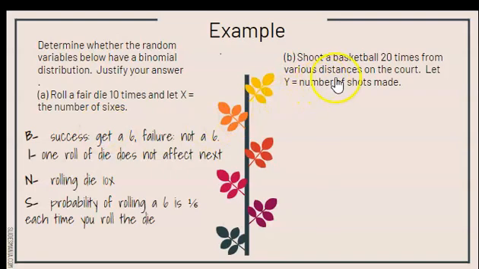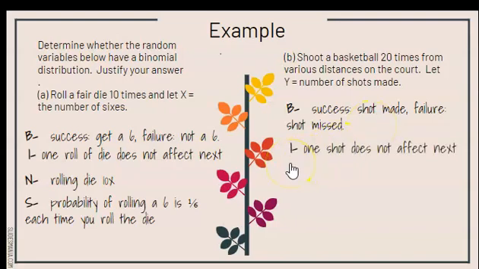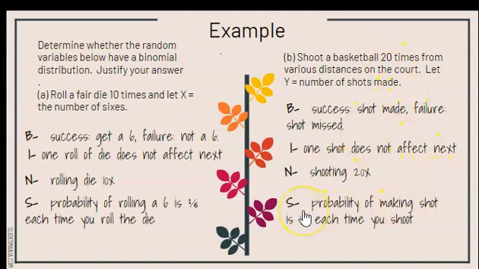Let's try B. Shoot a basketball 20 times from various distances from the court. Let Y equal the number of shots made. Well, B is for binary, and a success is that you make the shot. The failure is that the shot is missed. I is, are these shots independent? Well, one shot does not affect the next. That's true. N, how many times am I shooting the ball? Well, it tells me 20 times. And the S is for the same. Is the probability of making a shot the same every time? It is. It's 1 out of 2. You either make it or you don't. All right? So this passes the binomial distribution test also.